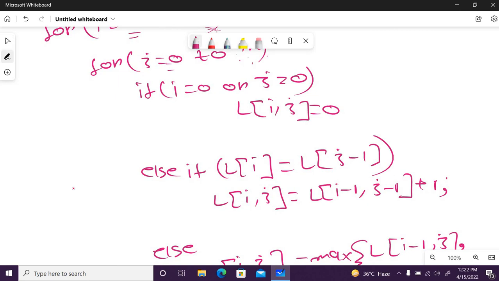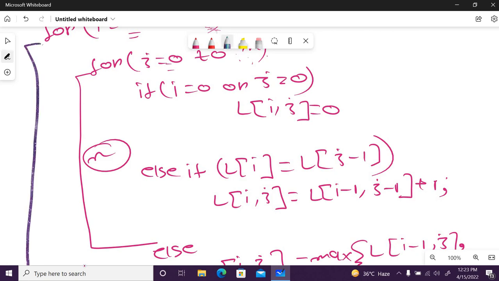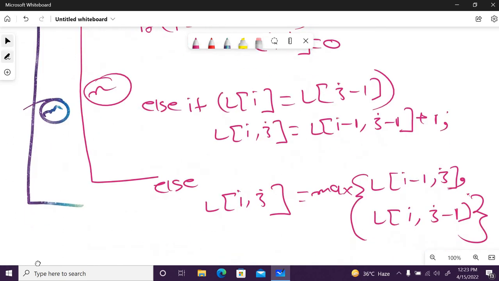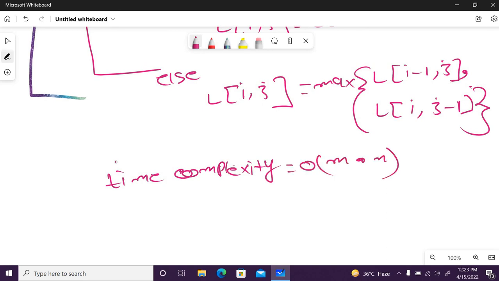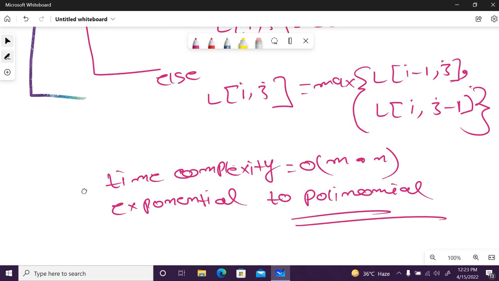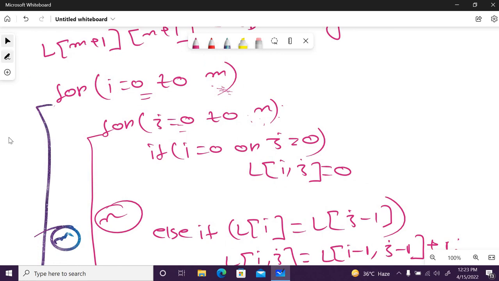So you can see how many times this code is working: it is n times for one loop, and m times for the other. So what is the time complexity here? Because the two for loops are working, the time complexity equals order of m into n. So could you see how I am making the exponential problem into a polynomial problem? Good.